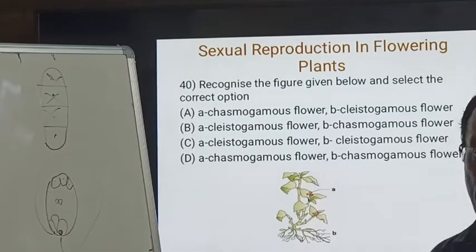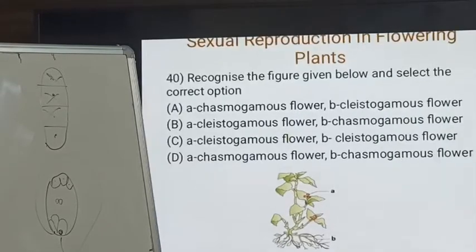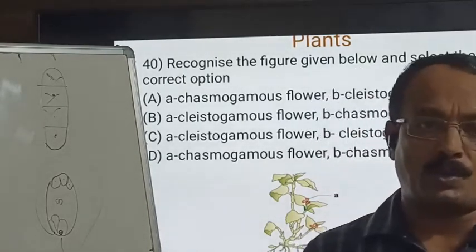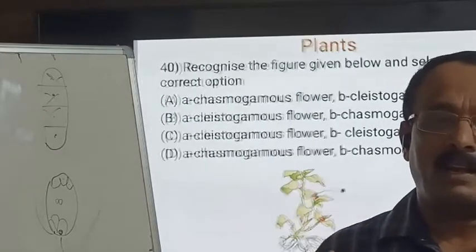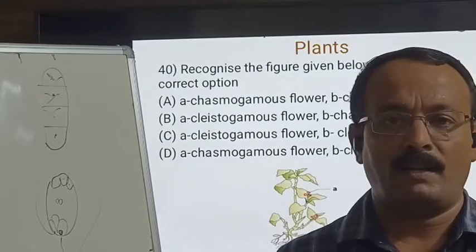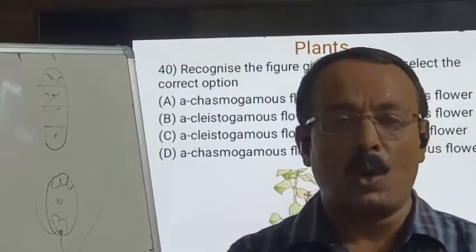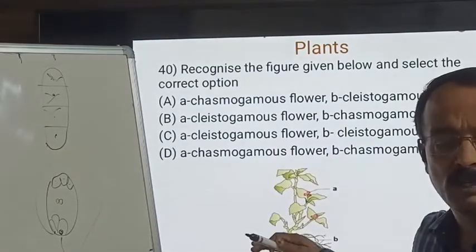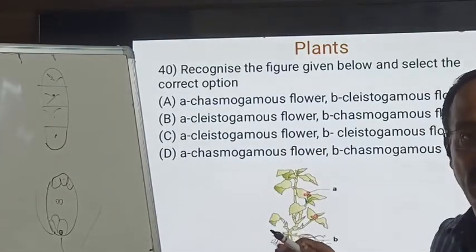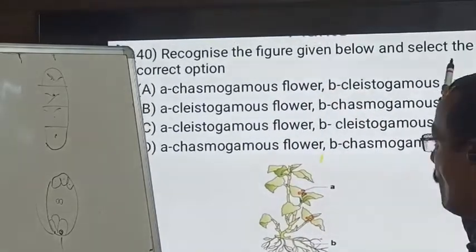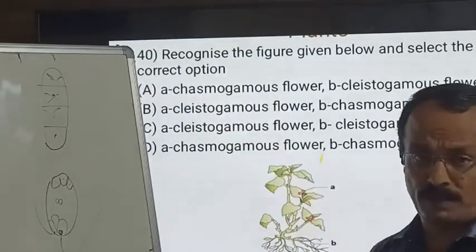So here they have given a figure of a plant. They have marked A and B. We often leave these figures in the textbooks, considering them not of much value. But these diagrams are very important. Generally, we don't concentrate on such figures, but many questions feature these diagrams. Recognize the figure given below and select the correct option.